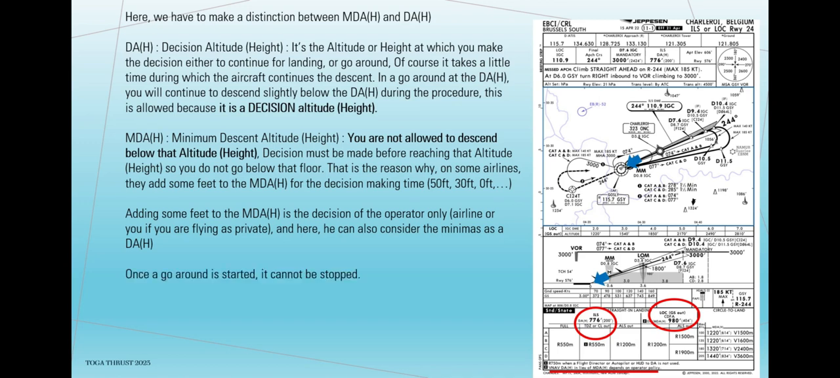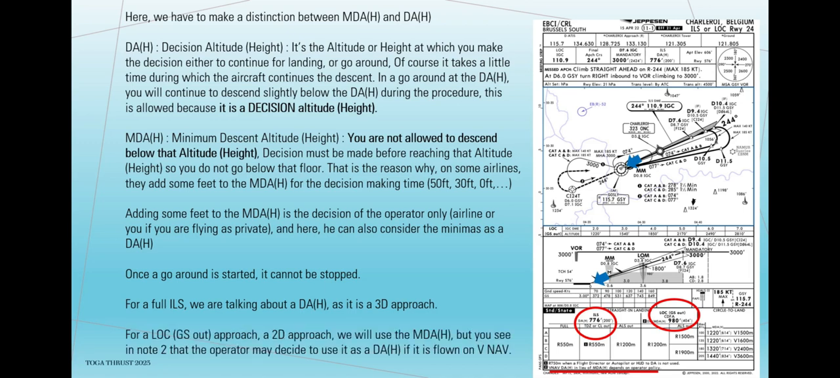Once a go-around is started, it cannot be stopped. For a full ILS, we are talking about a DA,H, as it is a 3D approach. For a Loc, glide slope out approach, a 2D approach, we will use the MDA,H, but you see in Note 2 that the operator may decide to use it as a DA,H if it is flown on VNAV.